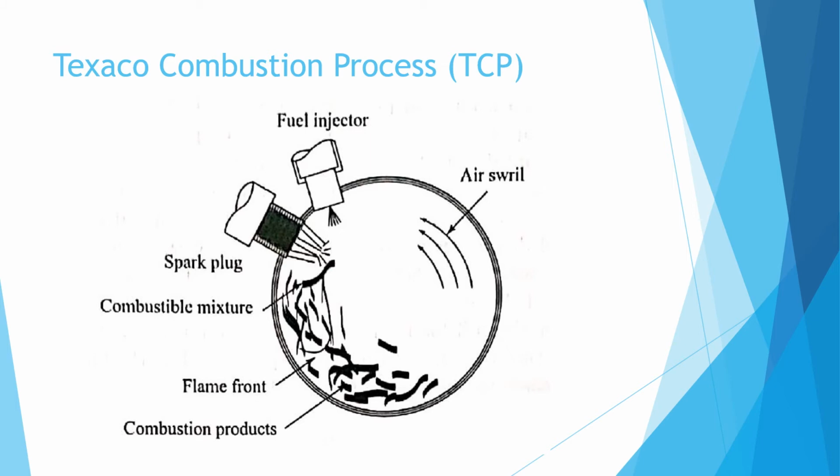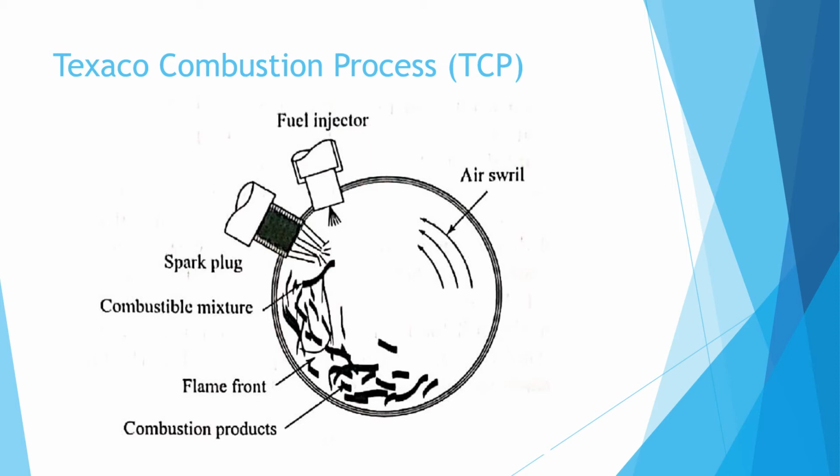The next one is the Texaco combustion process, or TCP. The figure shows the Texaco combustion process, or TCP. In this process, a high degree of swirl is imparted to the incoming air by the suitable design of the inlet manifold. The fuel is injected across the swirling air in the downstream direction.